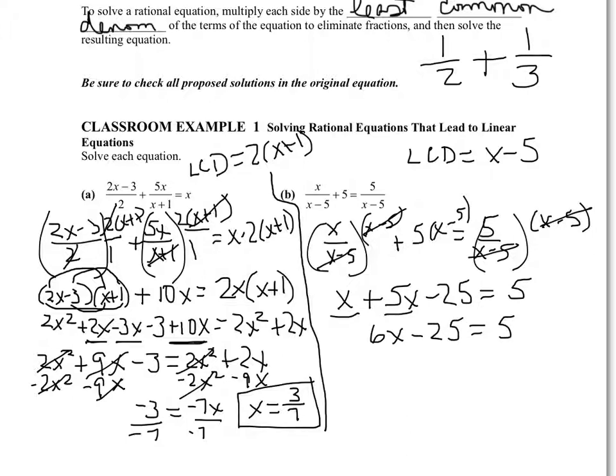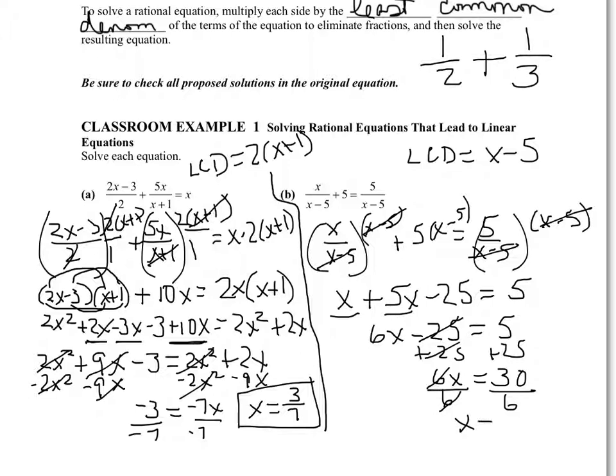In order to solve for x, I need to isolate that x term. So let's add 25. And that means 6x equals 30. To finish this, when I divide by 6, I get x equals 5.